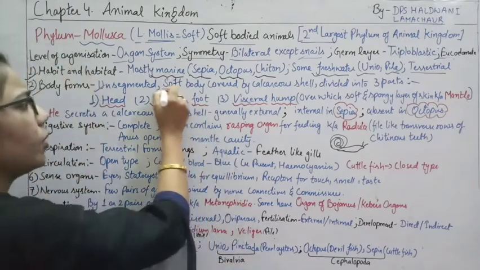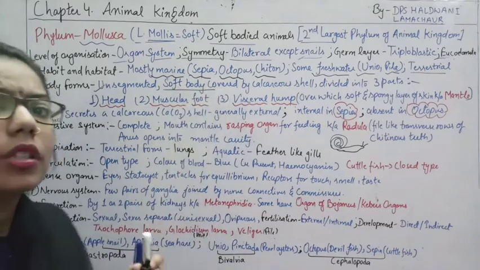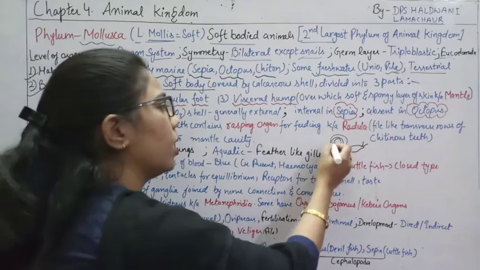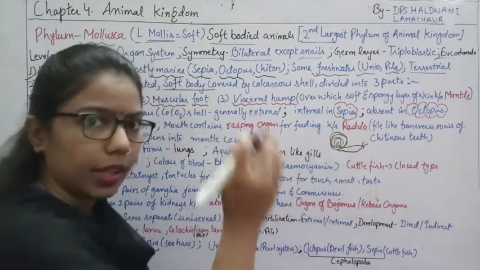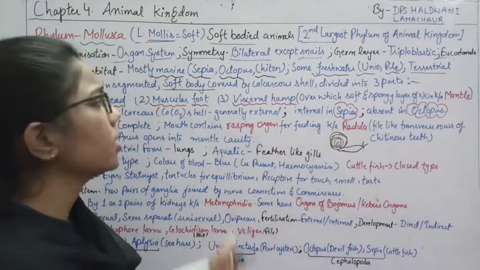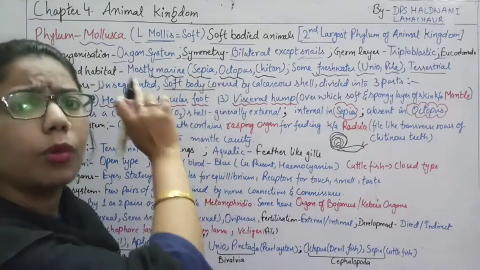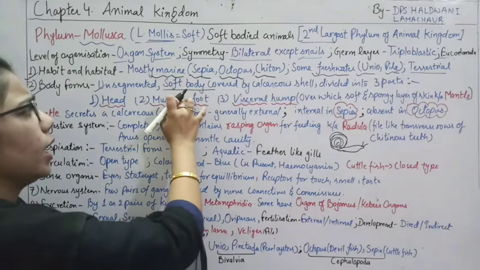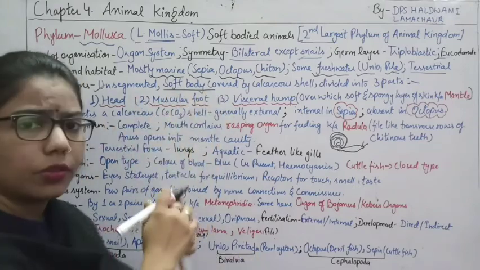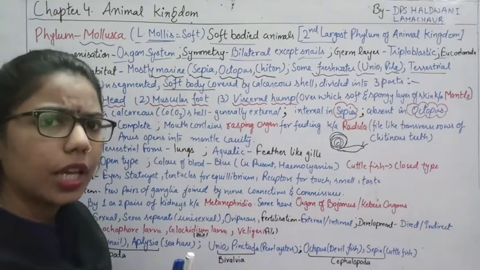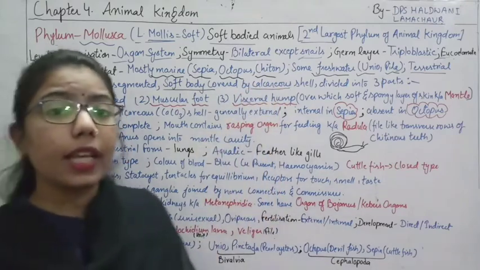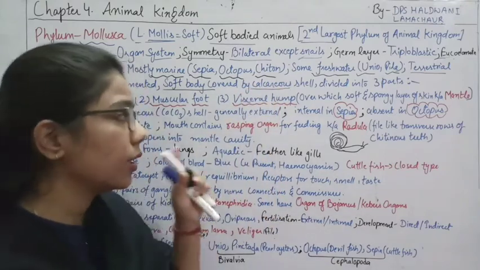So the soft body will be covered by some shell like structure. How is their body covered? By a shell. You have seen that there is a shell cover here too. Okay, this is the distinct feature of phylum Mollusca, that they have a shell like structure. They have a soft body which will be covered by a shell, and this shell will be calcareous. It means that calcium carbonate is present there.